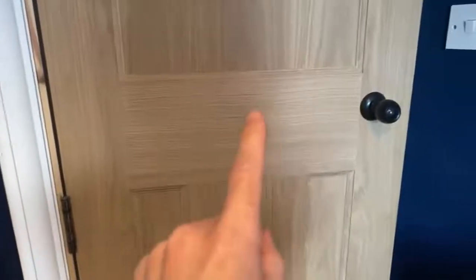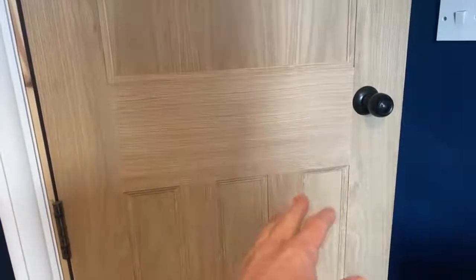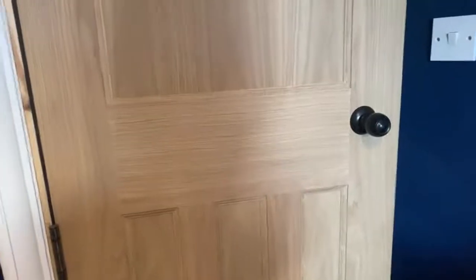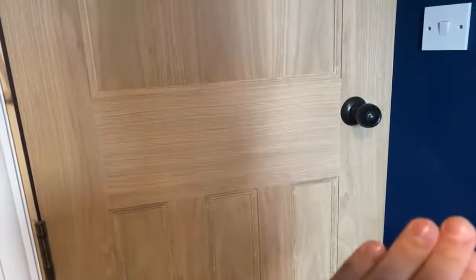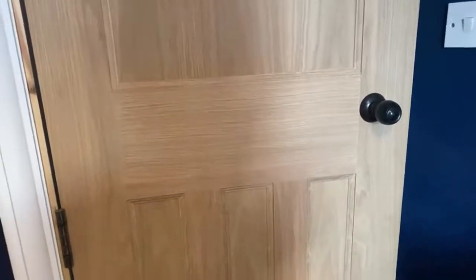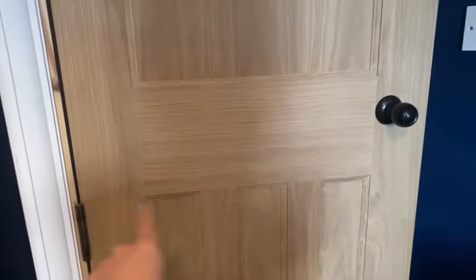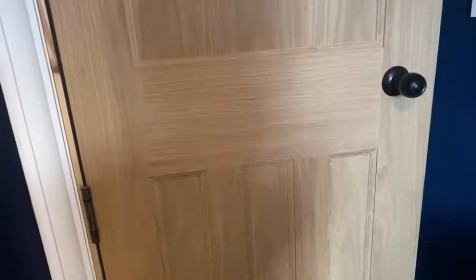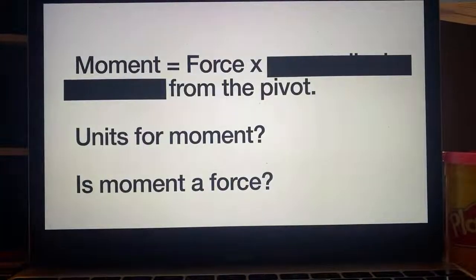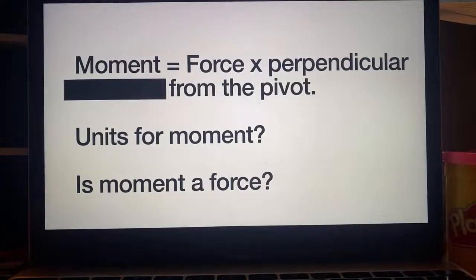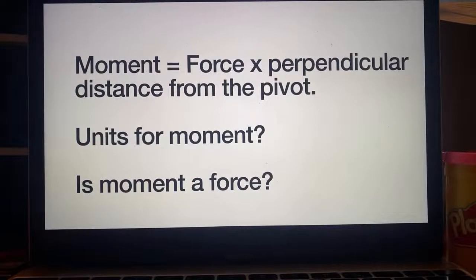So how much something turns, the moment, is related to how much force you apply, and also the distance from the pivot. And in fact, there's slightly more than that. I'll tell you what, I'll show you it and then I'll come back to the door. Moment equals force times perpendicular distance from the pivot. I'll give you a question about this at the end, which will help you to understand it.